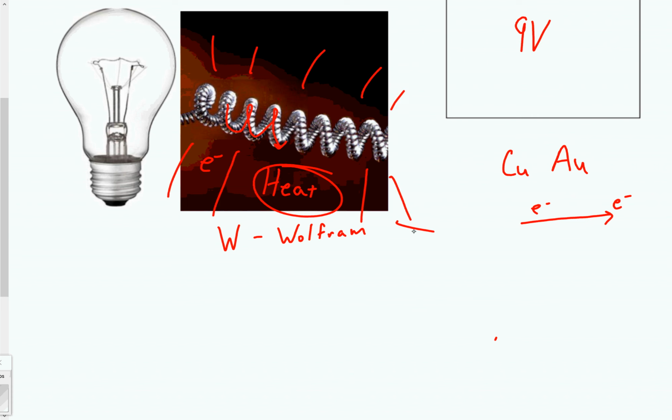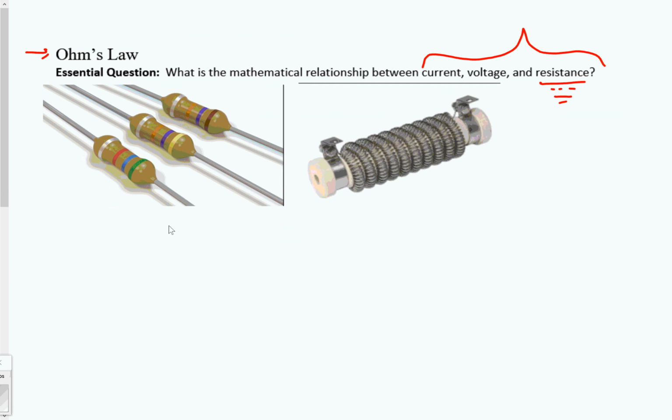Now, in electronics, one of our most basic components is what's known as a resistor, because a lot of the time what we're actually trying to do is we need to literally limit the amount of current in a system.